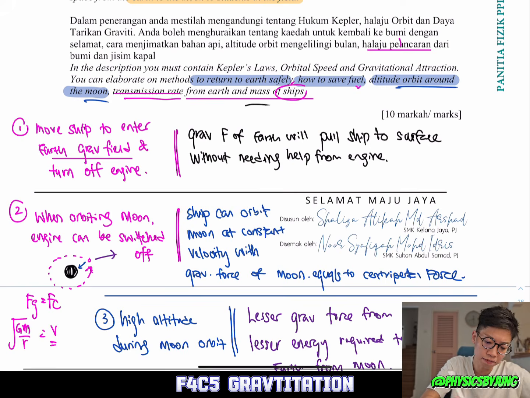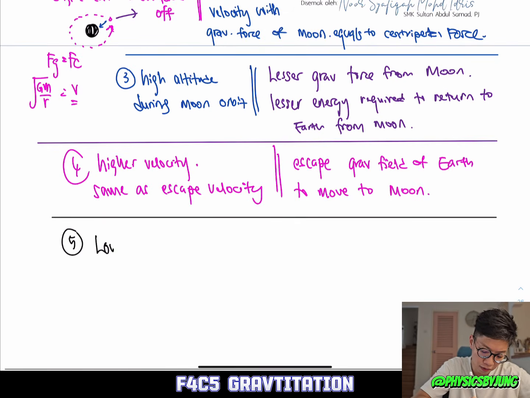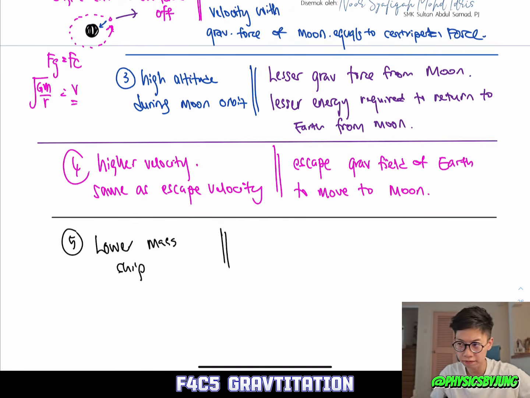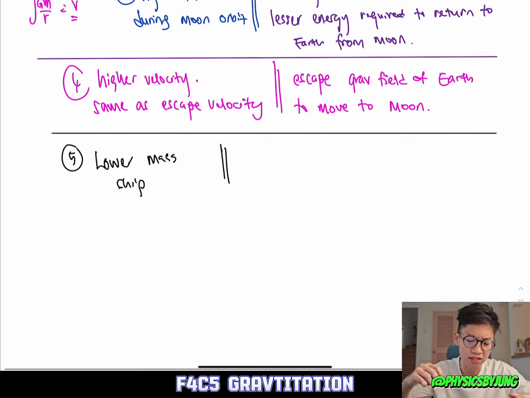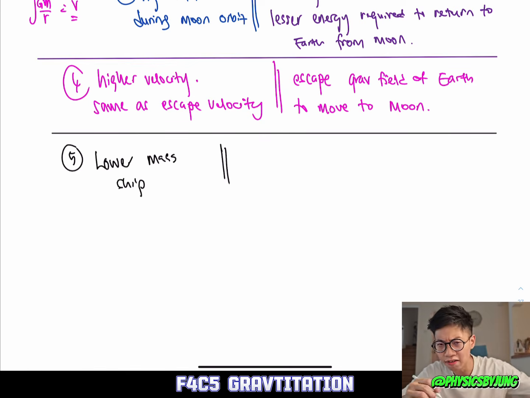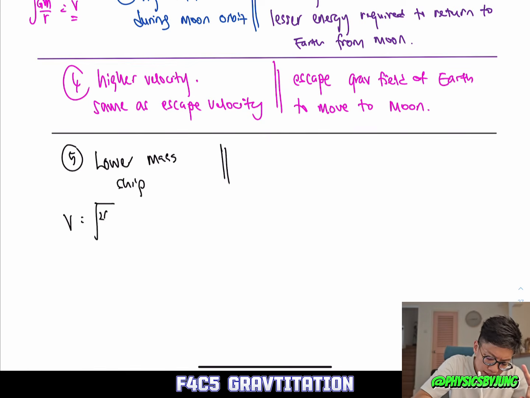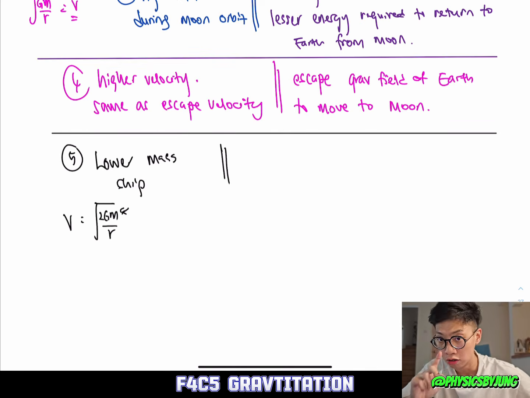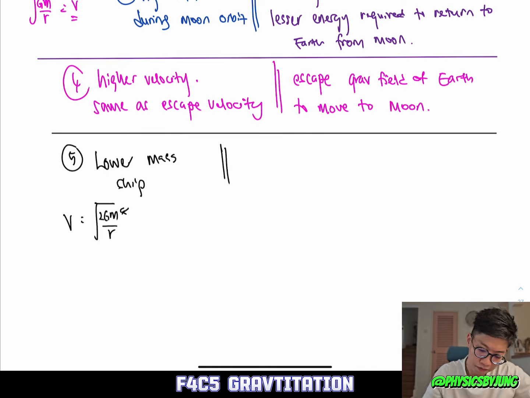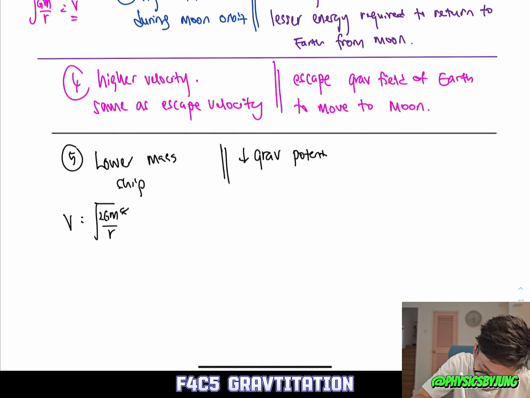Then lastly, a simple one, the mass of the ship. What we want here is the lower mass of the ship. Why? Guys, please don't say lesser escape velocity, because remember, your escape velocity is affected by the mass of the planet, not the mass of the rocket. Remember. So what's the advantage of lower mass? I can say that I have lesser gravitational potential energy.